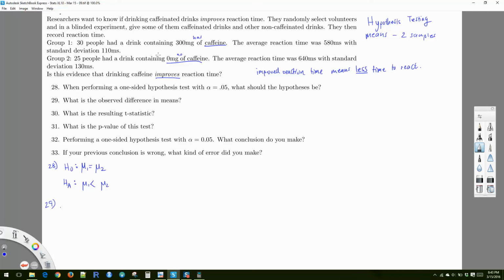What's the observed difference in means? Maybe we'll list off our data that we have. Sample 1 will be the caffeine group. Sample 2 will be no caffeine.